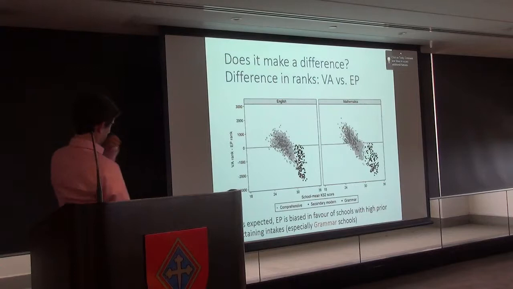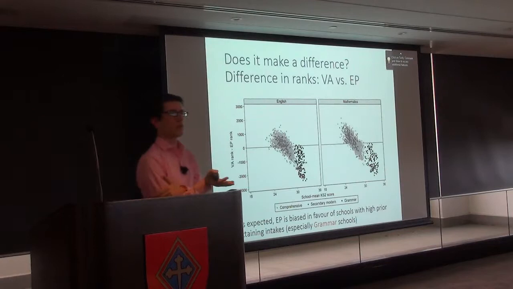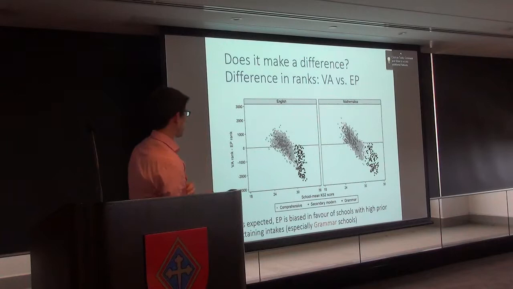Okay, so how about if we do this? Let's rank all 3,000 secondary schools by value added. Let's rank all 3,000 secondary schools by expected progress. Let's just calculate the difference in ranks and see, would your school's position in this national league table change a lot if we flip from expected progress to value added?